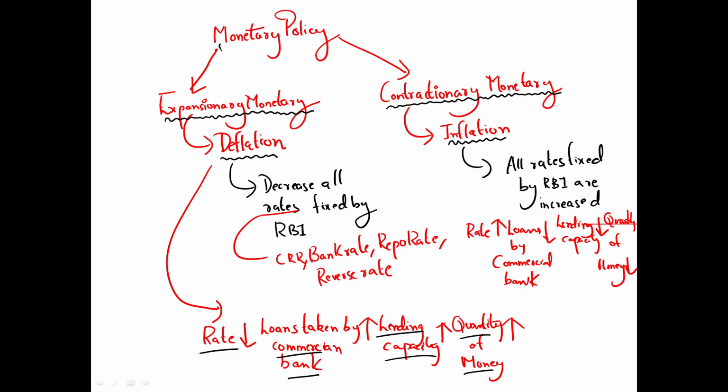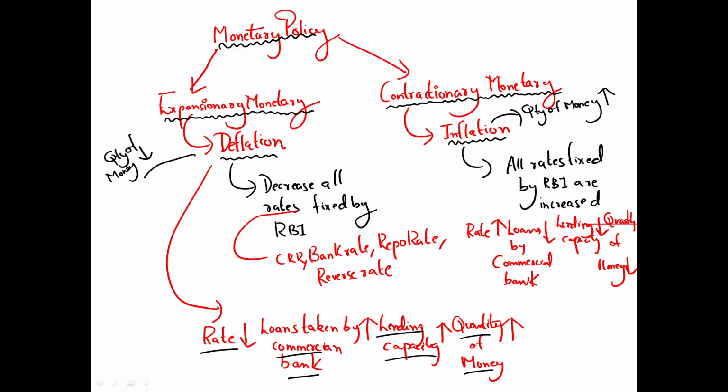So RBI has two monetary policies. One is expansionary and the other is contractionary monetary policy. What is deflation? Expansionary monetary policy is applied during deflation. Deflation is the economic situation where the quantity of money in circulation is less, and inflation is a situation where the quantity of money in circulation in the economy is high. So these are two aspects of the economy: deflation and inflation.